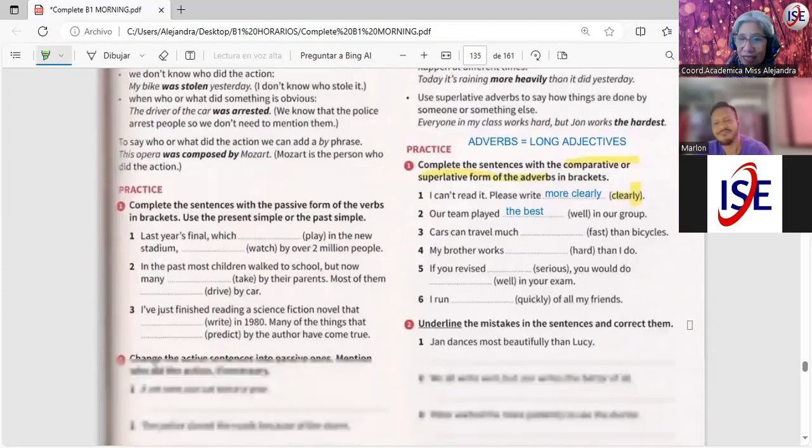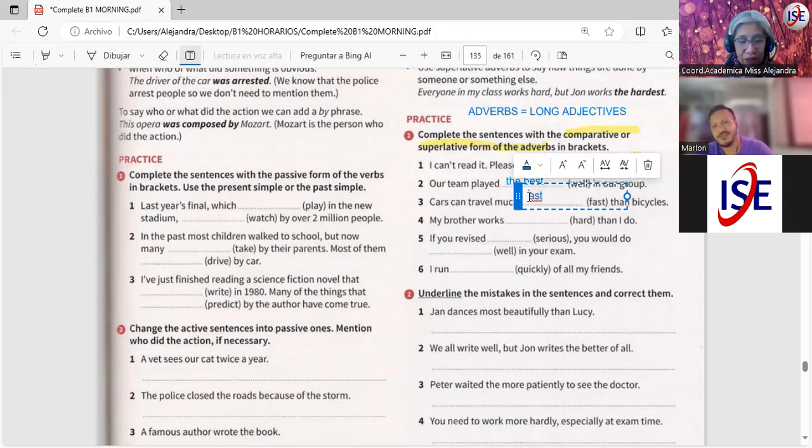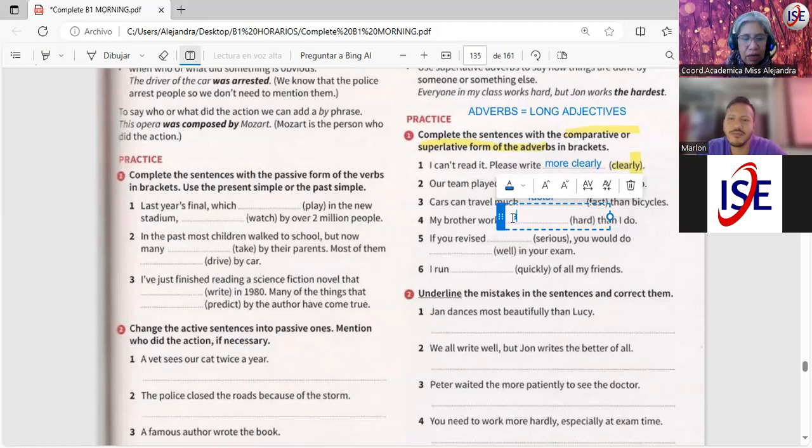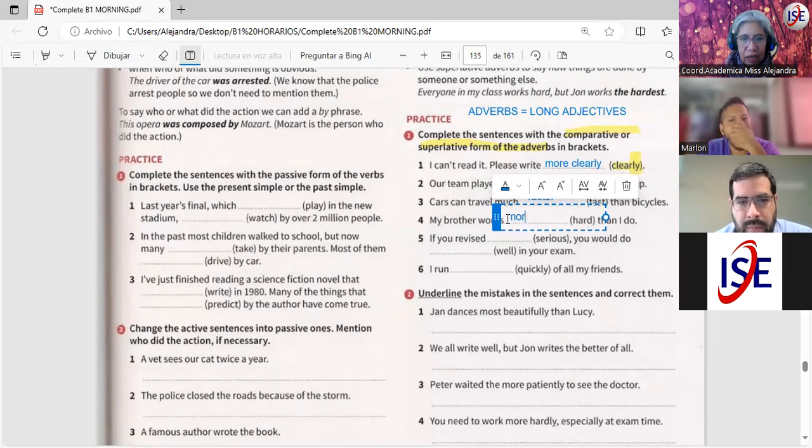Yes. Okay. Something that you should remember. Cars can travel much faster. You can use faster. No problem. But here it says that it is an adverb, not an adjective. So we use faster. It's an exception. My brother works harder than I do. But if I write hardly, more hardly on the top, more hardly.